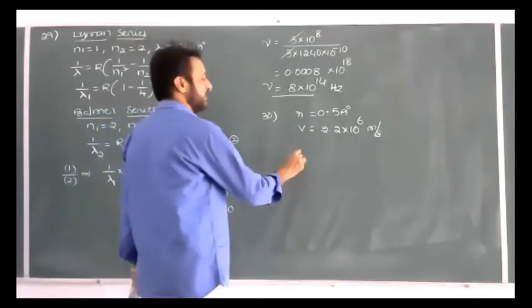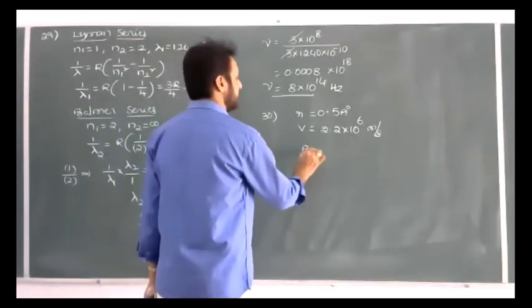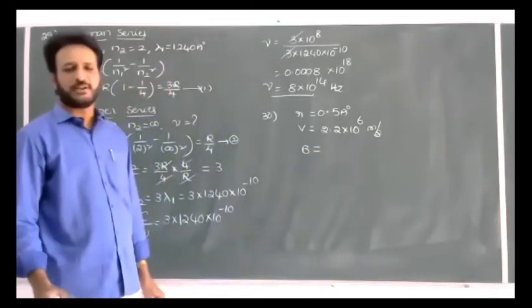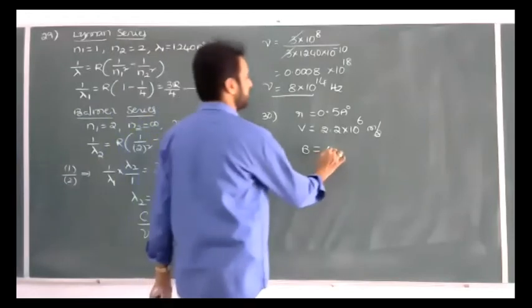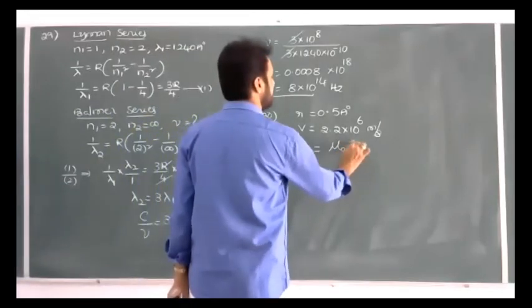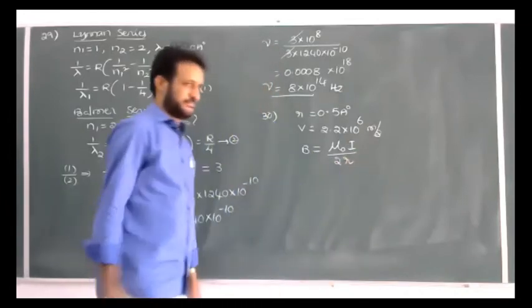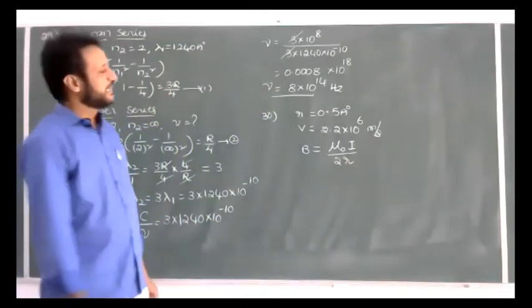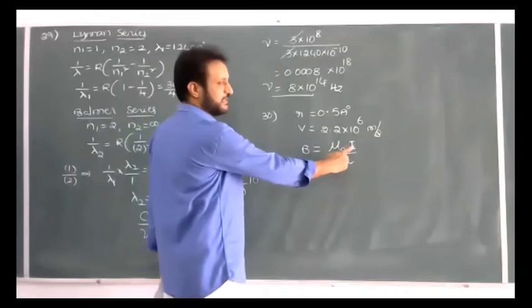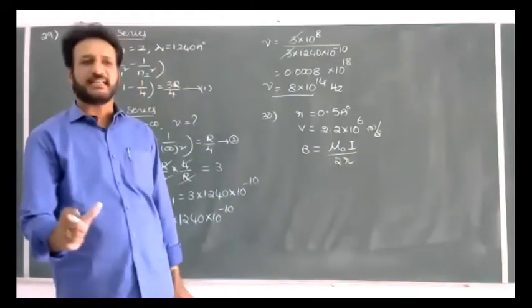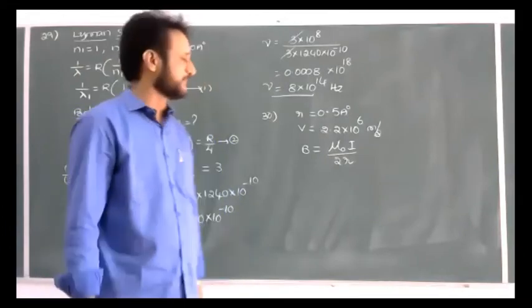I'll use the formula already in the synopsis or in the regular notes I have given: magnetic moment, magnetic induction, magnetic field, all the concepts are given. B is equal to mu naught into I by 2R. Here I is the current flowing through the circular orbit, R is the radius of the orbit, and mu naught is the permeability of free space.